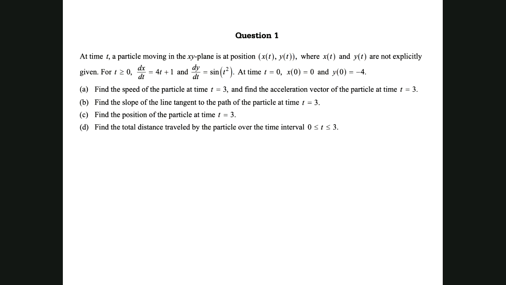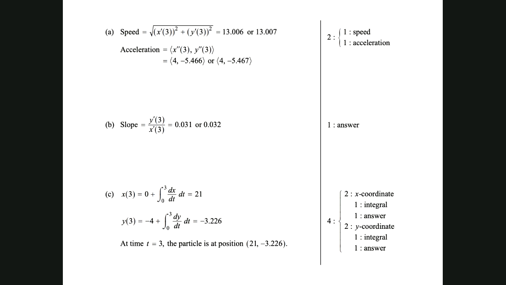So part B says find the slope of the line tangent to the path of the particle at time t equals 3. Well, we already know the derivatives, don't we? In this problem, it's just y prime of 3 over x prime of 3, and we should end up with 0.031. Fairly easy question there.